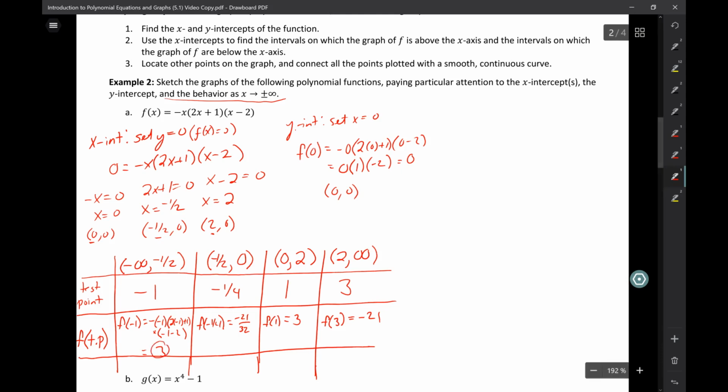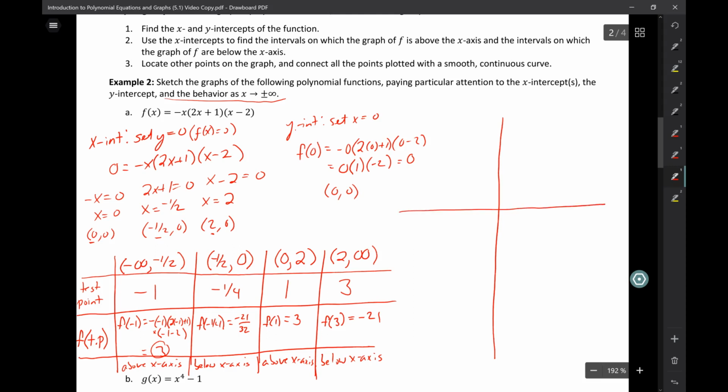Since this answer of 3 was positive, we know that the whole graph is going to be above the x-axis here. It's going to be below the x-axis between -1/2 and 0. It's going to be above the x-axis between 0 and 2, and it's going to be below the x-axis from 2 to infinity. Therefore, what we have is the following. Graph everything we know.